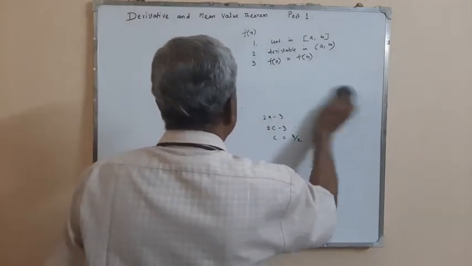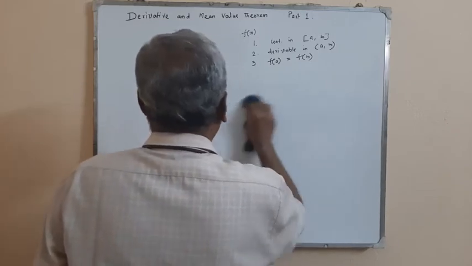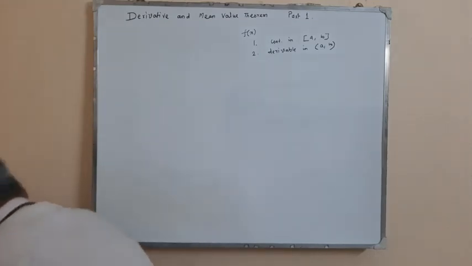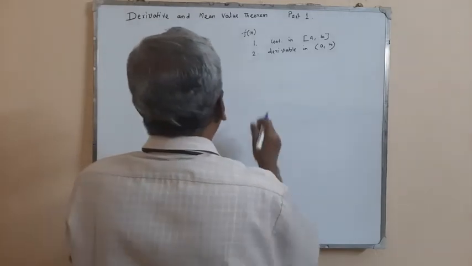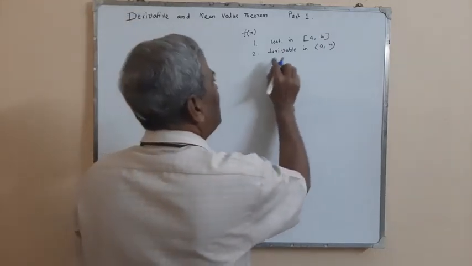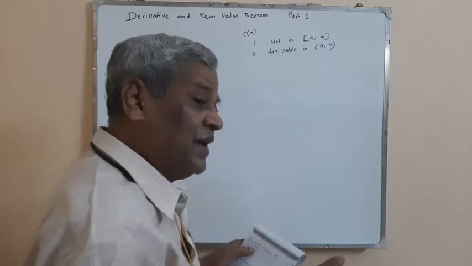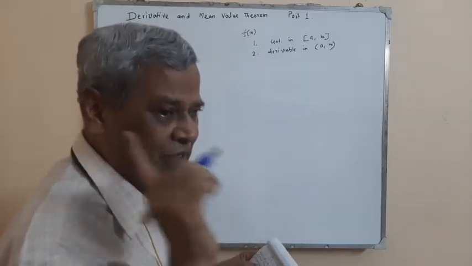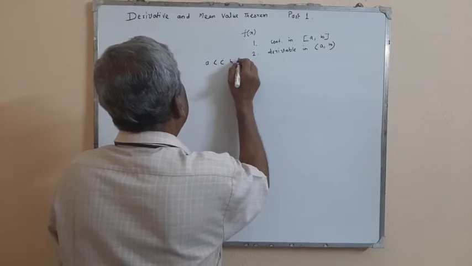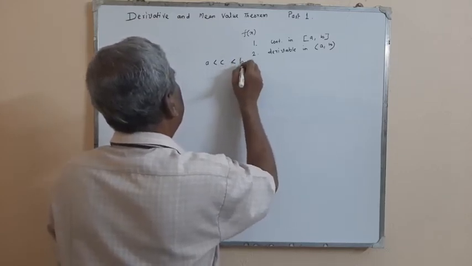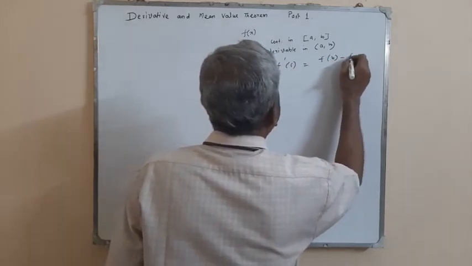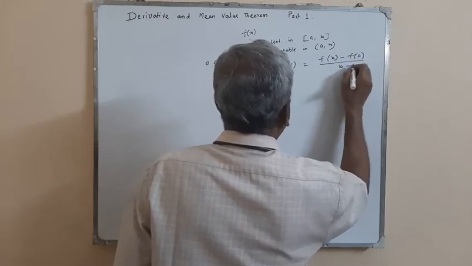Next, Lagrange's mean value theorem. If a function f x be such that the function is continuous in the closed interval AB, the function is derivable in the open interval AB, then there exists at least one point C within AB such that f dash C is equal to f b minus f a divided by b minus a.